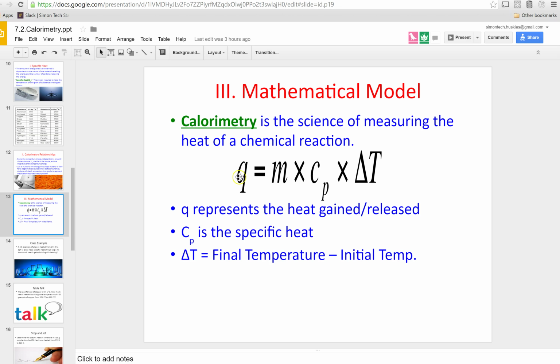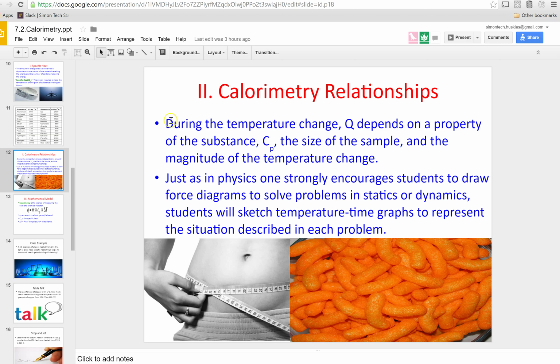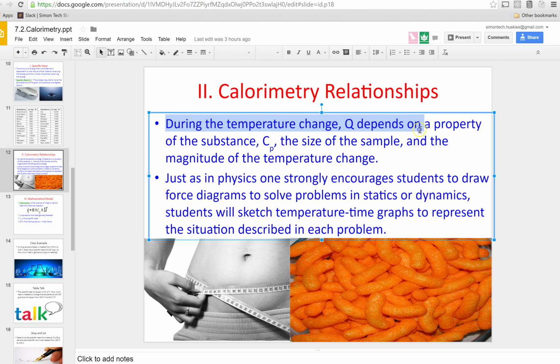Calorimetry: Q, the total energy gained or lost, is equal to the mass, how much of it there is, times the specific heat, how much energy it takes to heat up 1 gram of that substance, and the delta T, the change in temperature, how much the temperature changed. And if you look at calorimetry relationships, the energy depends on the property of the substance, CP, the size of the sample, the mass, and the magnitude of the temperature change, which is the delta T.